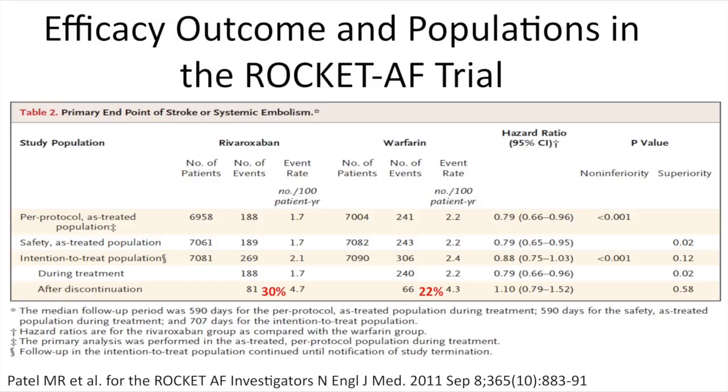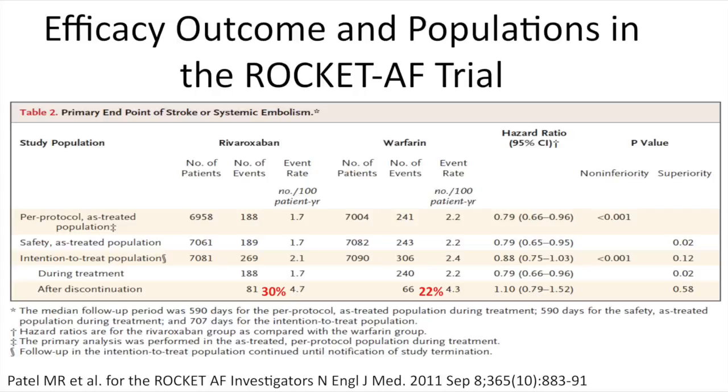Here we have an example. That's the ROCKET-AF trial where rivaroxaban was compared to warfarin. If we look here, we have the intention to treat population. That's 7,081 patients, 7,090 patients, and compared the as treated, so that's the on-treatment population, there's only a small loss of patients. Here we have 20 patients less, here we have only 8 patients less.